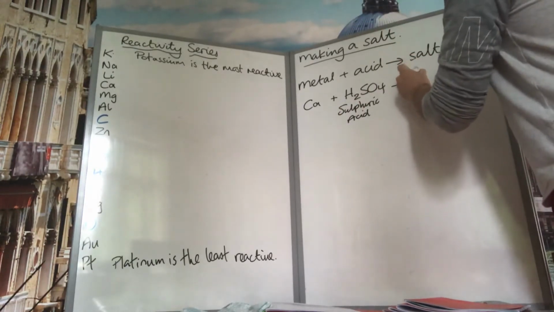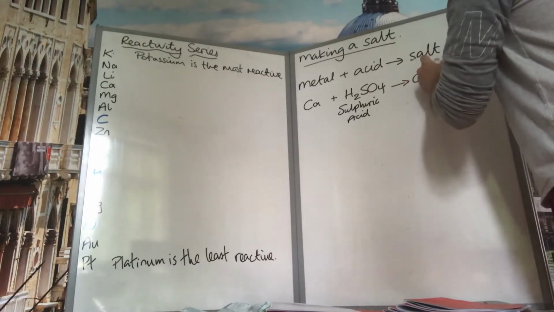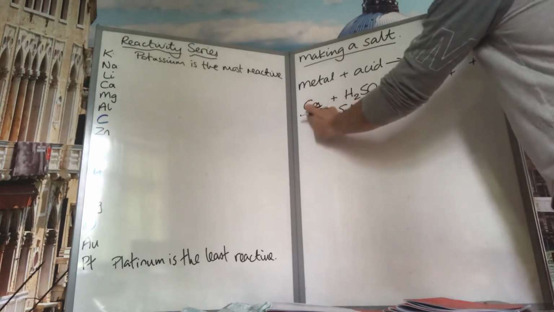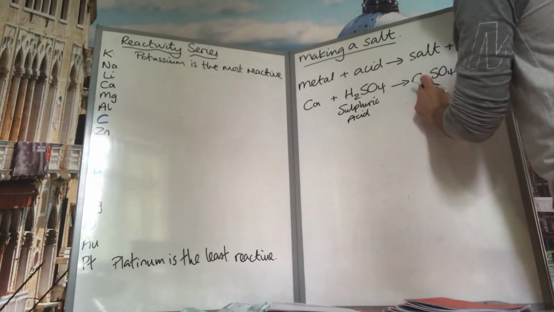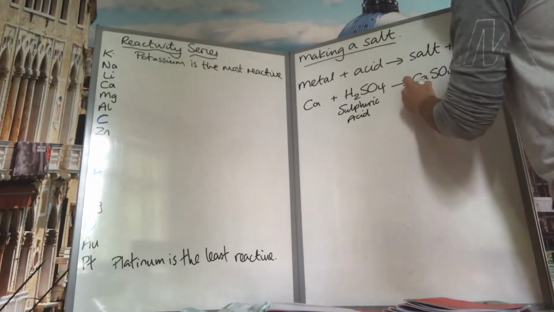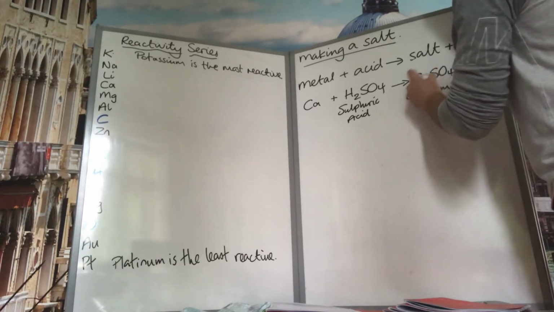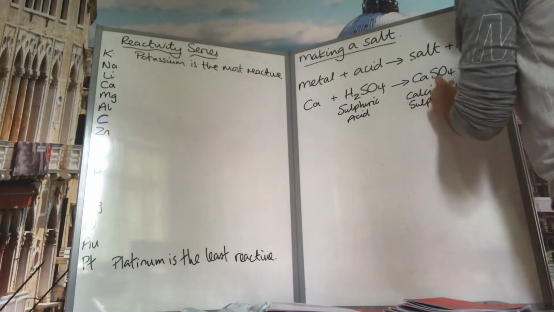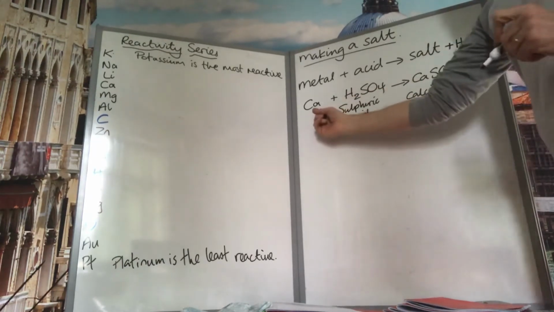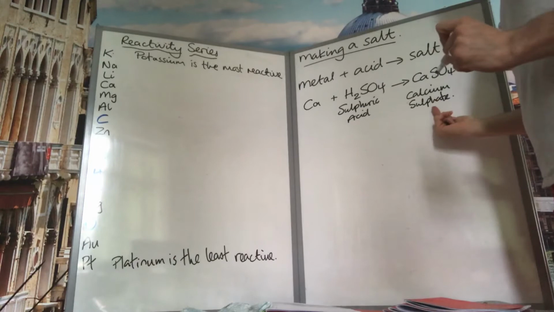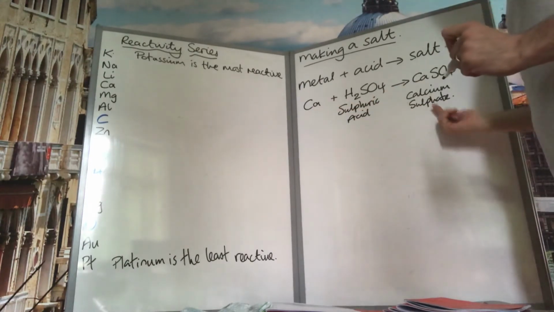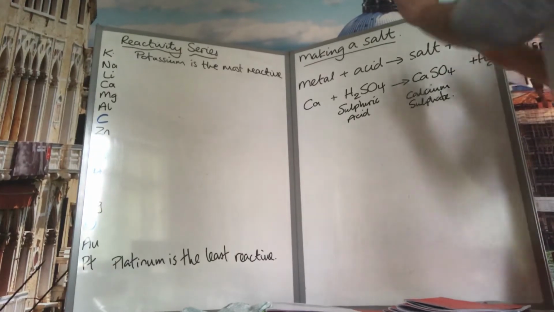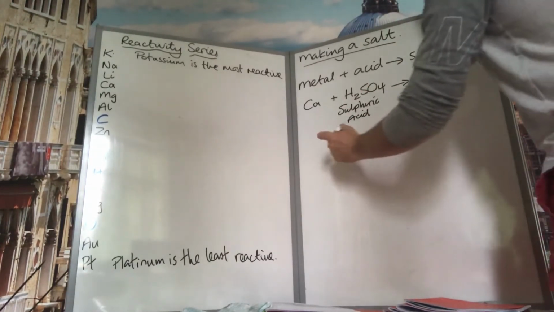And it's going to produce calcium sulfate. So sulfuric acid makes sulfates. The metal is always the first part of your salt. So this is calcium sulfate. And if we replace that with sodium, it will make sodium sulfate. We replace it with lead, it's lead sulfate. Okay, so that's relatively easy. Once you've nailed that one, you can predict what's going to happen.